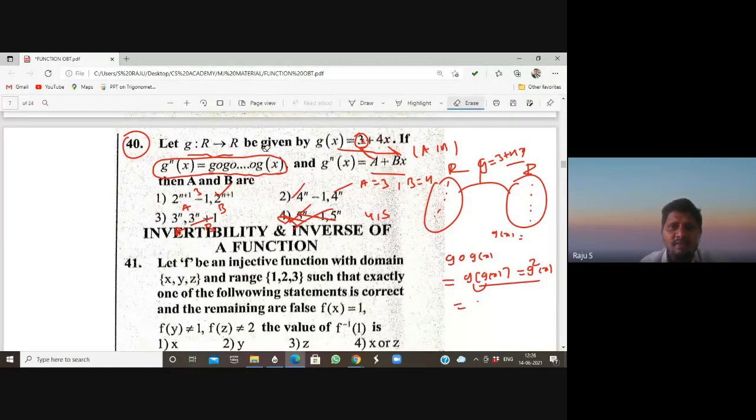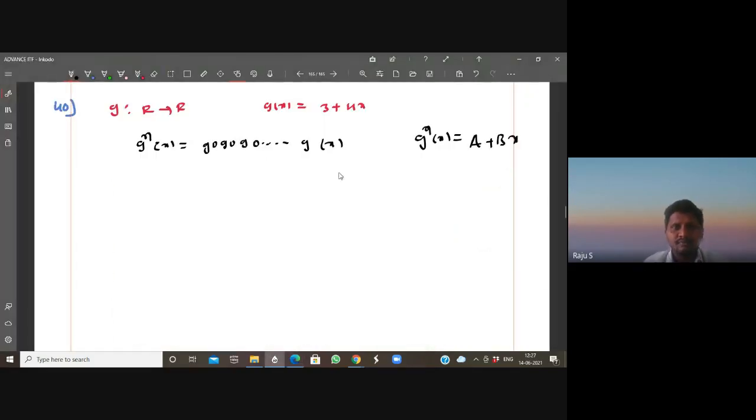The answer might be first or second or third. Can we say directly? We can't say directly here. So now I am going to find that G circle G value, then look at it. Okay, let us take this as equation 1.